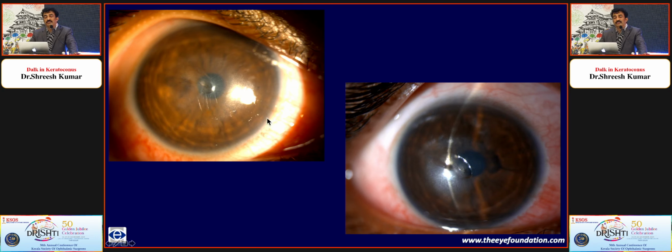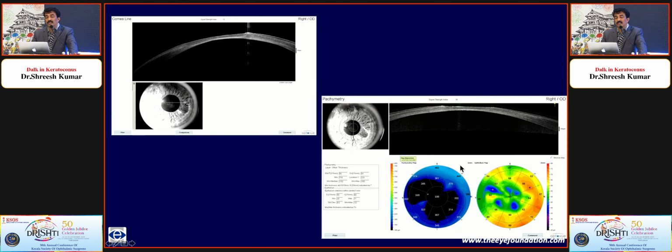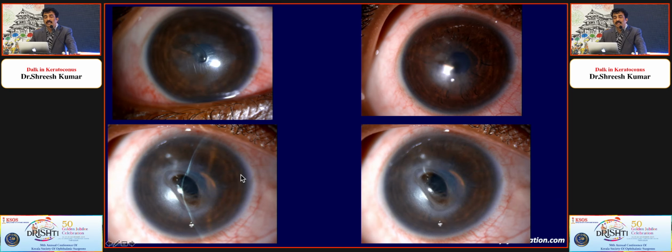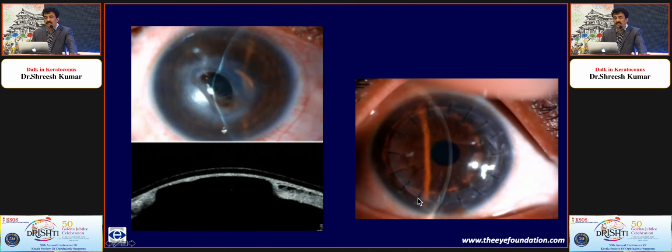This is a case of progressive melt. This particular patient developed progressive melt. This is the thinning which is happening, and ended up with a descemetocele. And we went ahead with the keratoplasty. I tried a DALK in this case, but I could not preserve the Descemet's, which was very thin, and ended up with the PK.